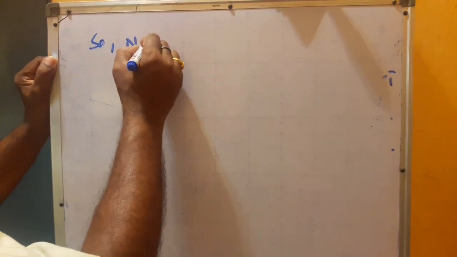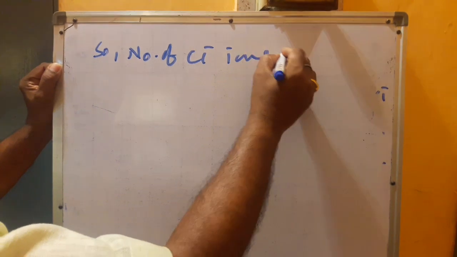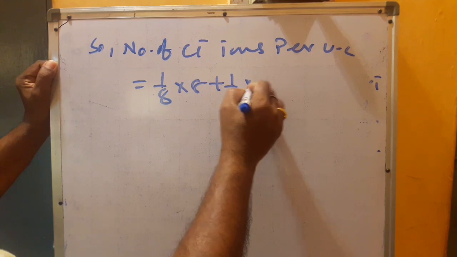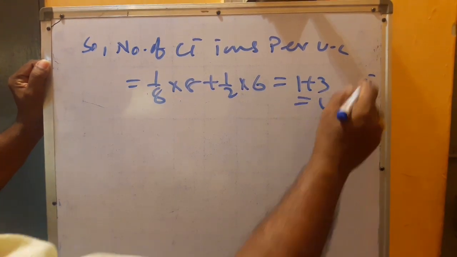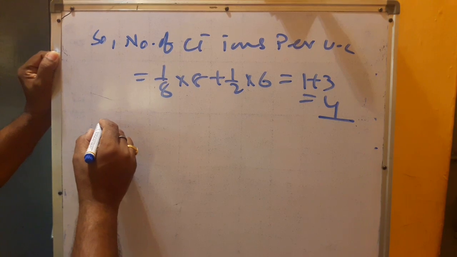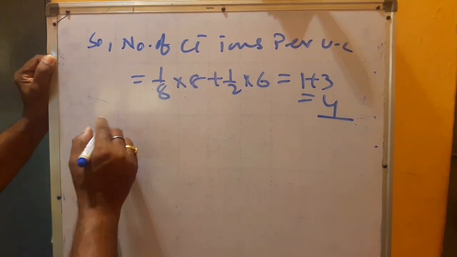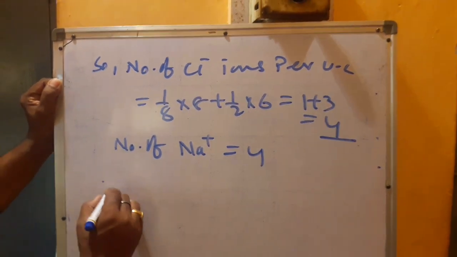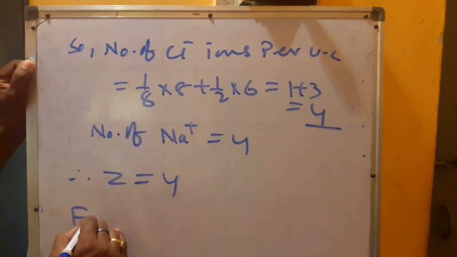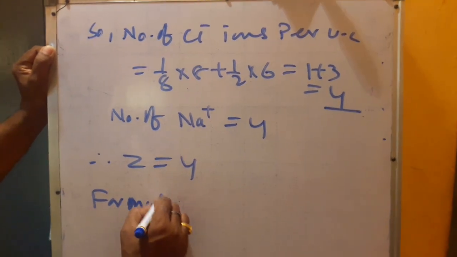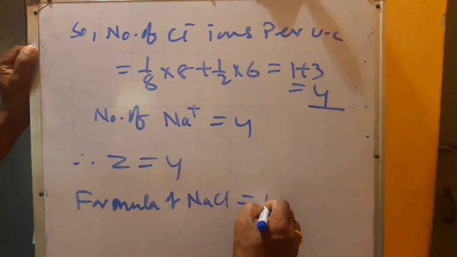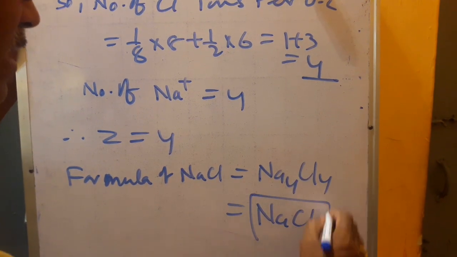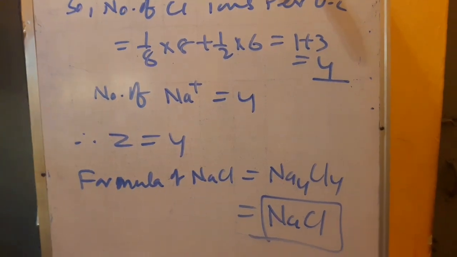So the number of Cl minus ions per unit cell is equal to 1/8 into 8 plus 1/2 into 6, which is 1 plus 3, equal to 4. And as there are 4 Cl minus ions, there are 4 octahedral voids. So the number of Na plus ions is equal to 4. That means Z is equal to 4. Formula of NaCl is Na4Cl4, which is NaCl. In this case Z is equal to 4, and this is the formula of NaCl.